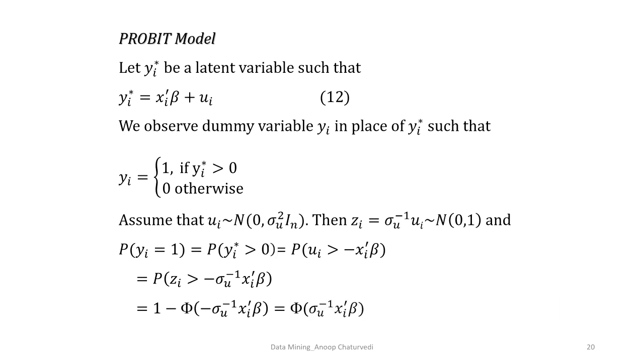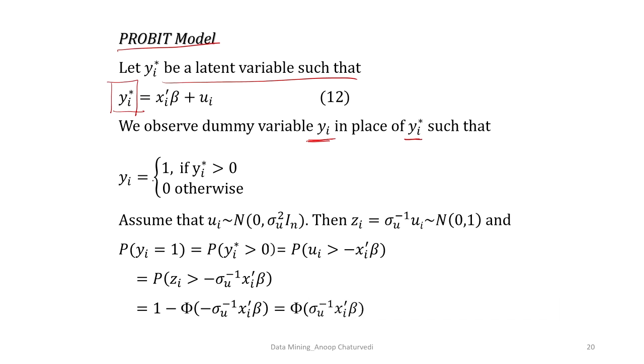Similarly, we may consider the probit model, in which yi star is your latent variable such that yi star is equal to xi transpose beta plus ui. And then we observe a dummy variable, because this variable is unobservable. It is just like the desire to own a car. You can't measure it. So, we replace yi star in place of yi; we can observe this kind of dummy variable yi such that yi equals 1 if yi star is greater than 0, or 0 otherwise.